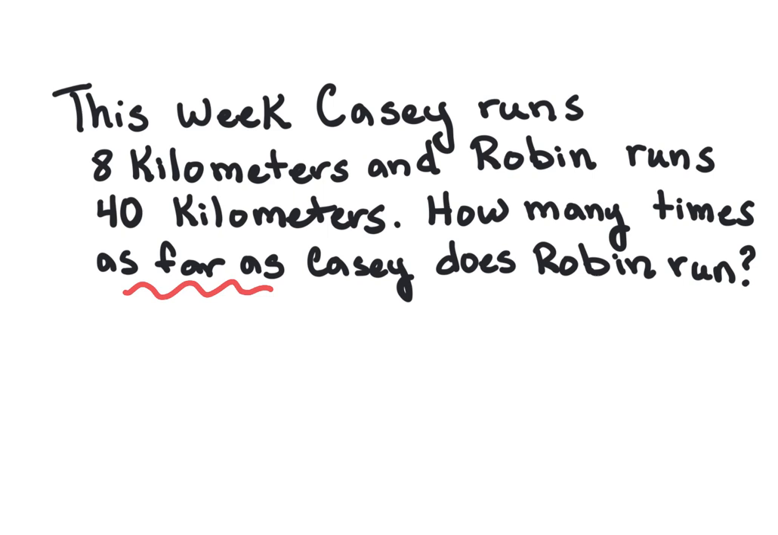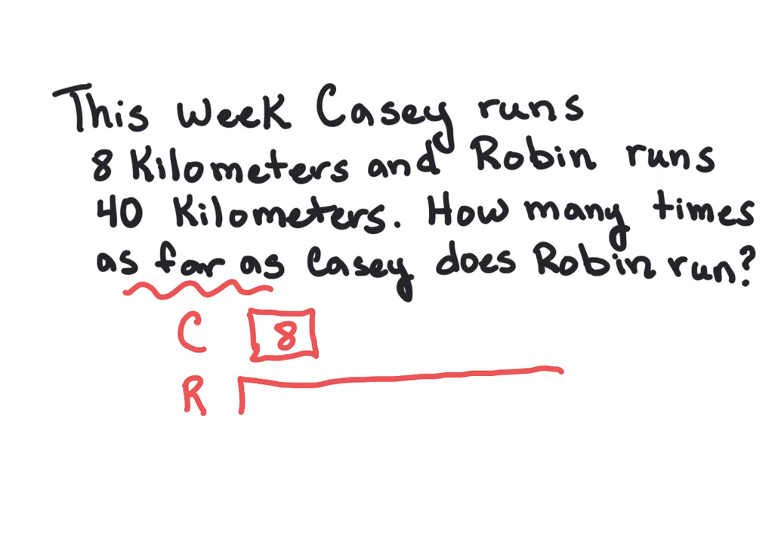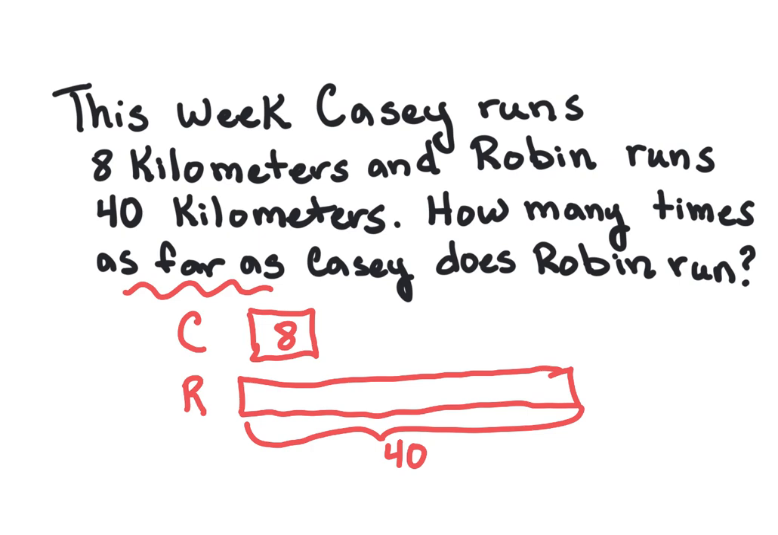The best way to solve this is by creating a tape diagram. I'm going to put a C for Casey, and Casey has a block here, which represents 8 because she ran 8 kilometers. Now Robin ran 40 kilometers, so this whole thing represents 40. But in one section of this, we have an 8. We don't know how many sections it needs to be broken into. So we're going to say R times as far. We need to figure out that missing letter.